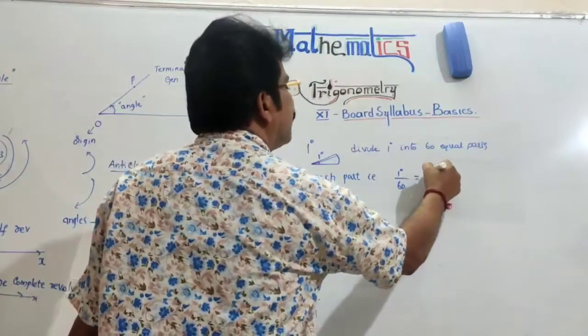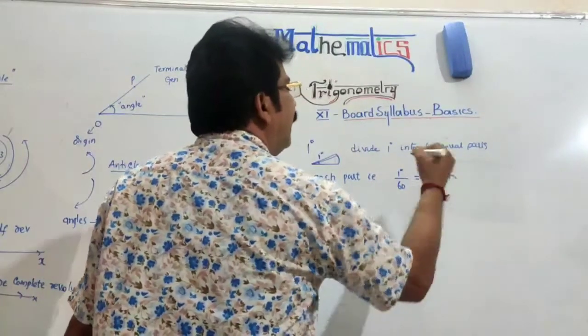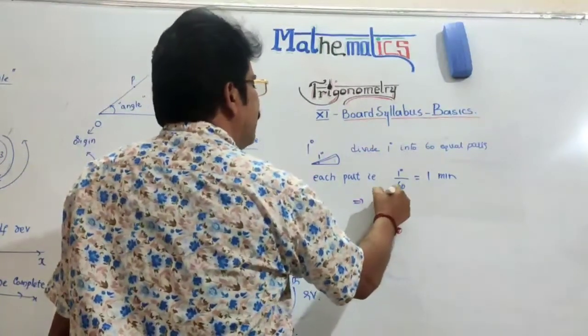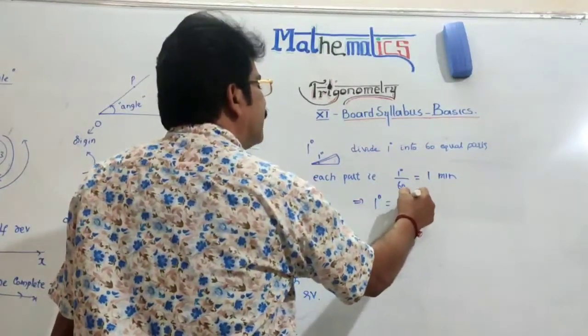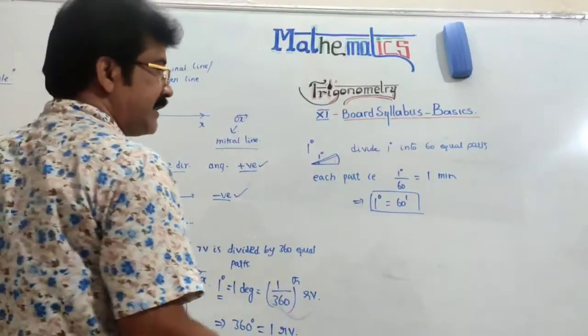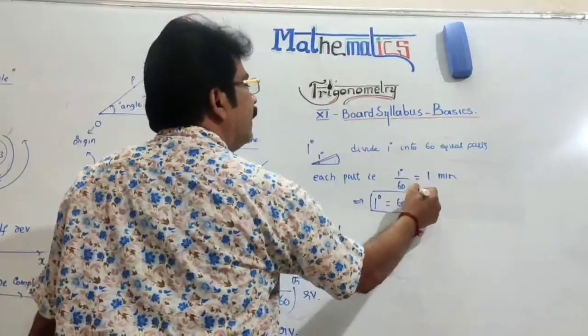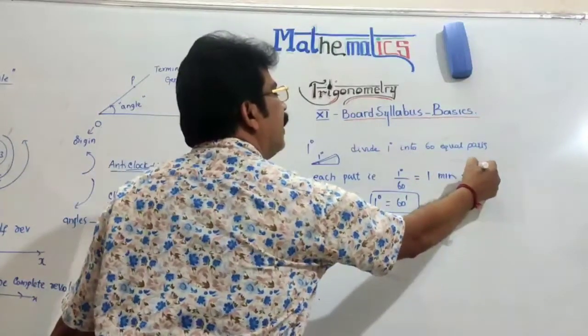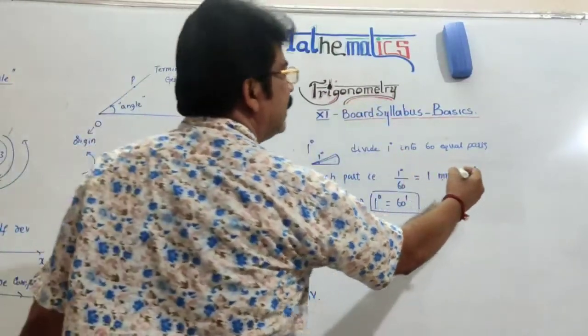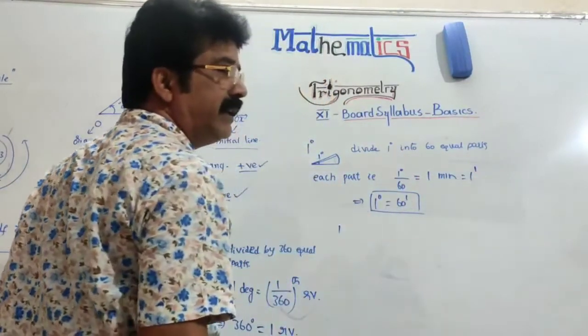Each part is called 1 minute. 1 minute means what? By cross multiplication, 1 degree equals 60 minutes. Let us take it is denoted by 1 to the power of 1, a small dash. It is the notation for minutes.